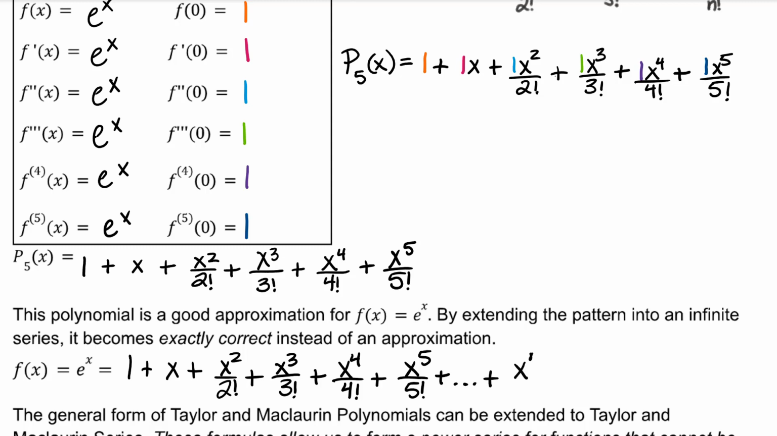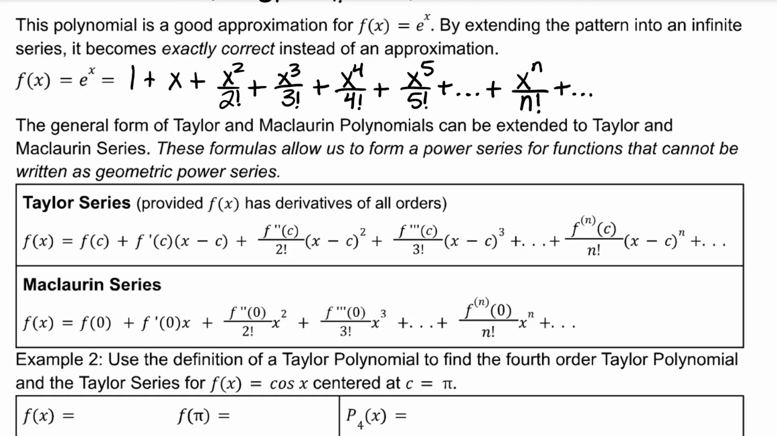This would be x to the n over n factorial, and n would equal 0 for that first term to be 1. Plus dot dot dot. Now we have a Taylor series. This is also known as a Maclaurin series because it is a Taylor series that centers at 0.